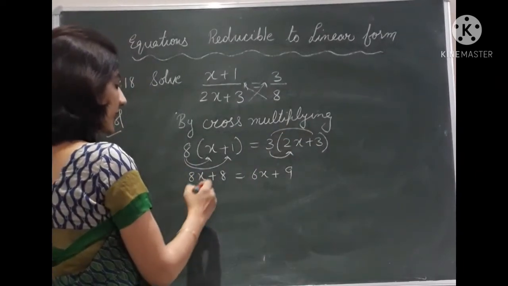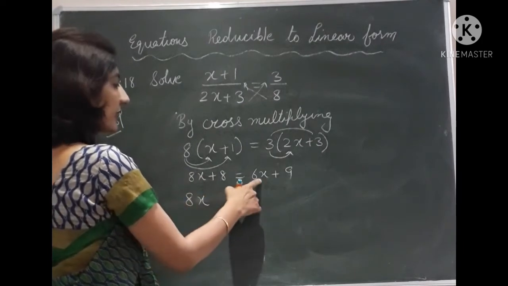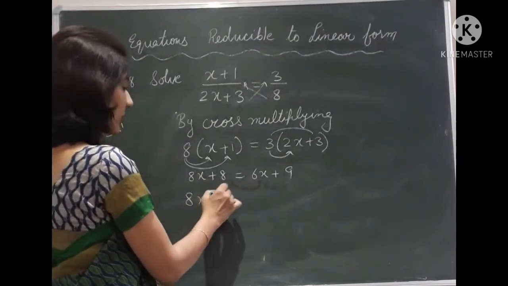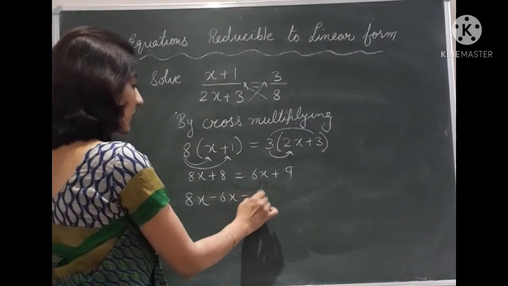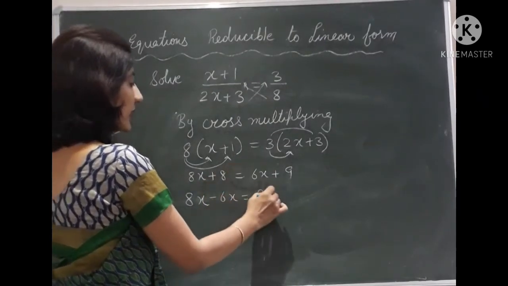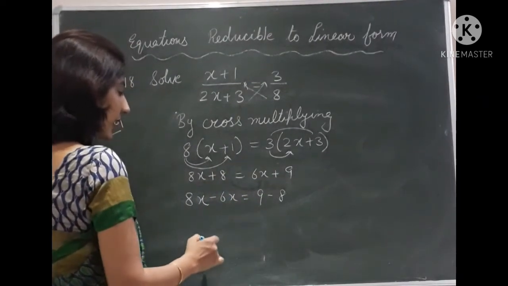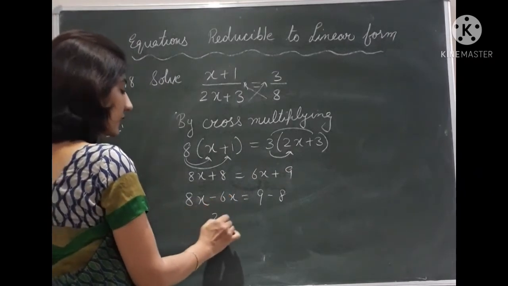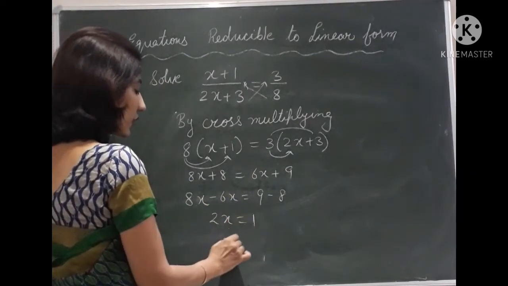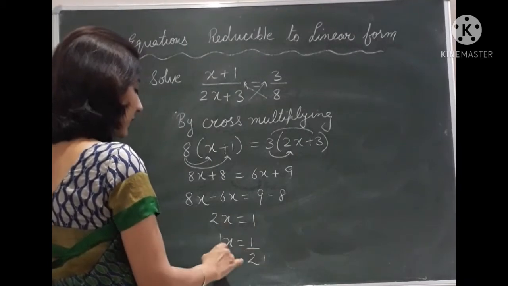Now the terms with the x I am going to transpose on left hand side. The 6x will come on left hand side and will become minus 6x equals to 9. This 8 will go on right hand side and will become minus 8. So 8x minus 6x is 2x. So 2x equal to 1. Therefore the value of x is 1 upon 2.